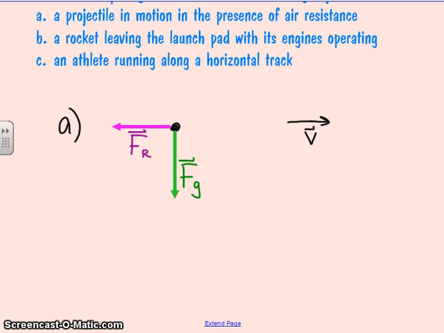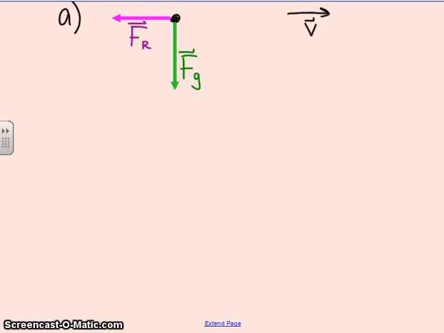Moving on to B. B is a rocket leaving the launch pad with its engines operating. I'm going to assume that this rocket has just left the launch pad, so it's not touching anything. I'll start off with a dot, and I'm also going to assume that my object is moving upward. Again, the force of gravity acts on this rocket. We'll draw that as a downward arrow, and we'll label that as F sub G. And then there's also the force from the engines. That's an upward arrow.